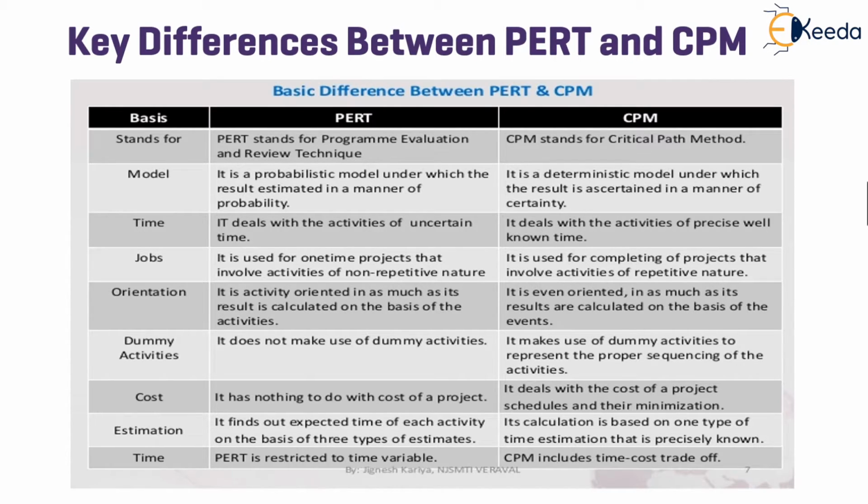PERT has nothing to do with the cost of a project. CPM also deals with the cost of the project in the schedules and helps in resource allocation, leveling, and minimization of cost. PERT is restricted to the time variable, while CPM also includes time-cost trade-off.